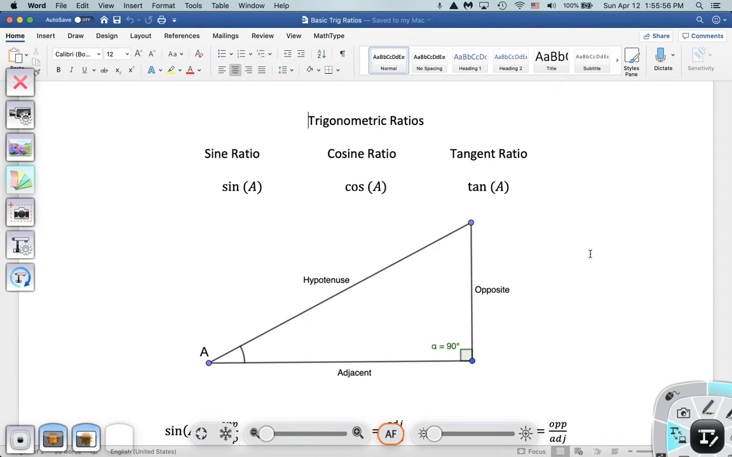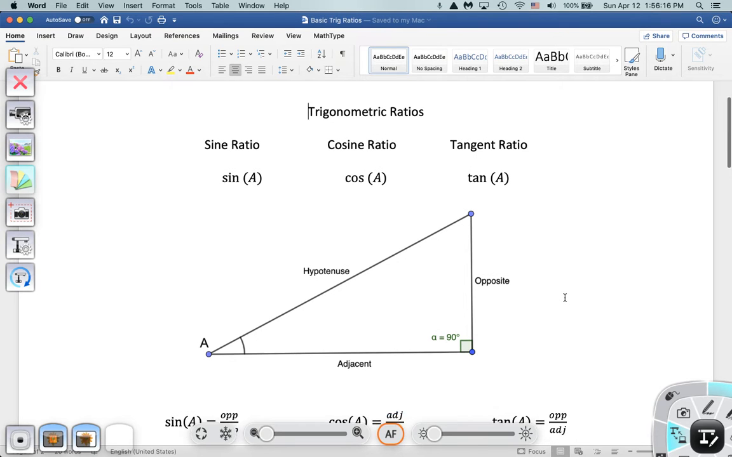Welcome. Today we're going to talk a little bit more about those three basic trig ratios that we talked about last time: the sine function, the cosine function, and the tangent function, or ratios. They're called functions because for an input there is a single output, which is the definition of a function.